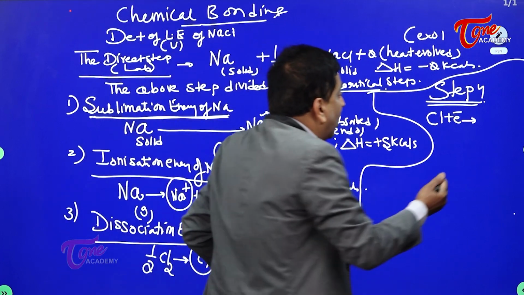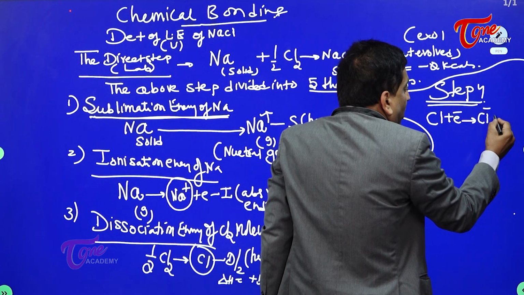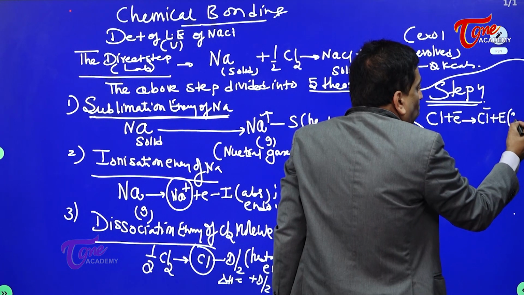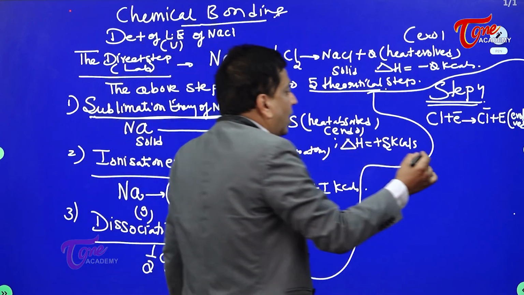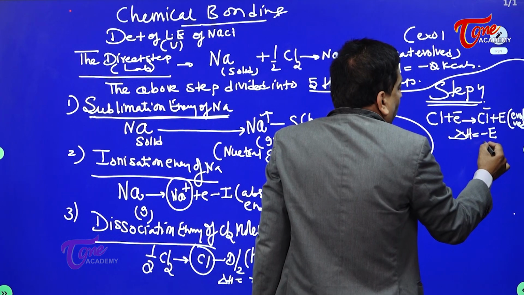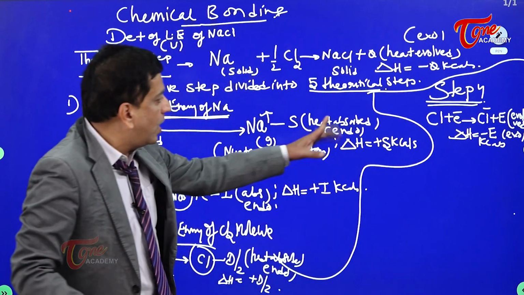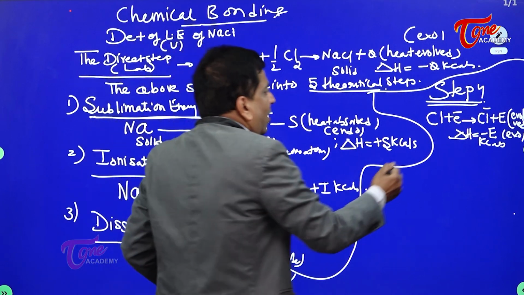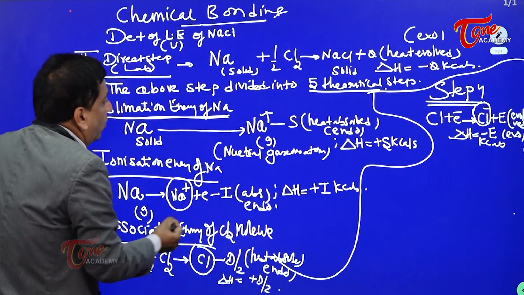So the electron affinity gives Cl minus, and the energy is released, right? It is heat evolved. So if you wanted to write it outside, then delta H is minus E, in kilocalories. That is an exothermic reaction, you must understand. That is step 4. Now come on, now what happens? You have the Cl minus ready for you, and the sodium ions ready for you.